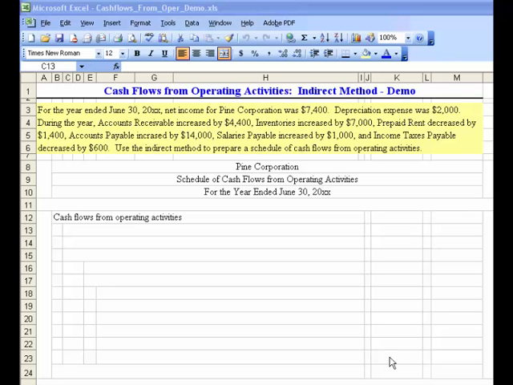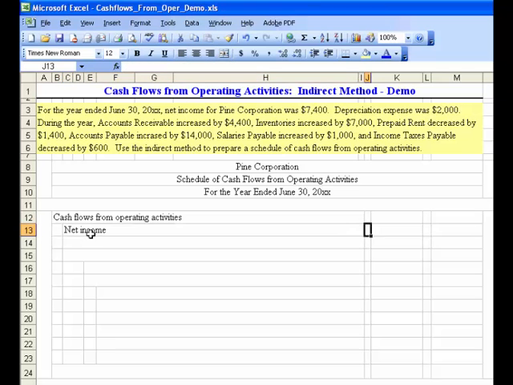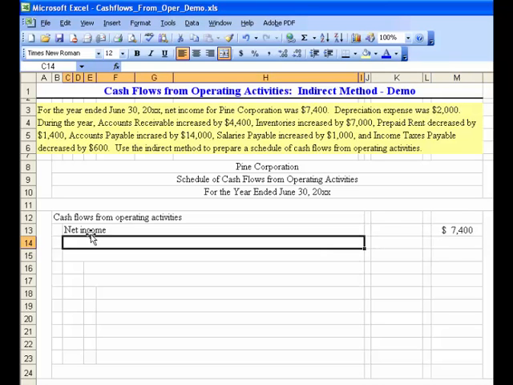and we're going to go through the other facts and produce a schedule. Okay. The cash flows from operating activities always starts off with the net income figure. And we know from the problem it's $7,400. Then we have to add adjustments to reconcile net income to net cash.